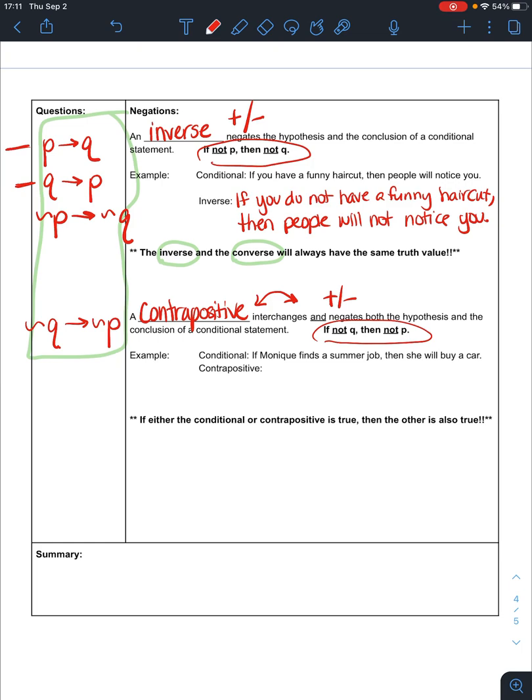So the conditional, the original statement, if P then Q: if Monique finds a summer job, then she will buy a car. The contrapositive would say, we need to switch it and negate it. So that means we need to talk about buying a car first, but we need to say she's not going to buy a car. So if Monique, and we'll have to play with these words to make it make sense, will not buy a car, then, and now we need to take the hypothesis and negate it, she will not find a summer job.